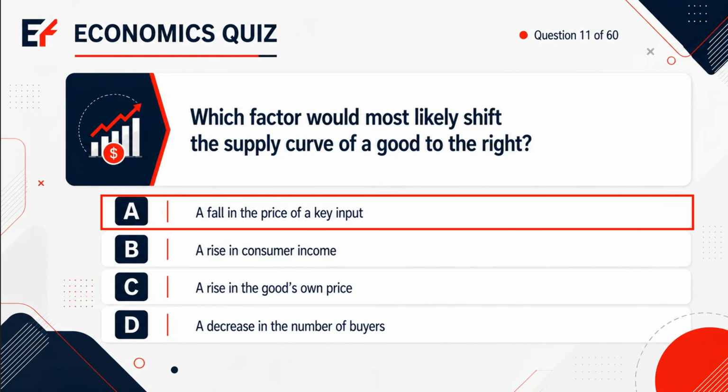Option B affects demand, not supply, because it changes consumers' ability to buy. Option C causes movement along the existing supply curve, not a shift of the curve. Option D also affects demand because it reduces the number of consumers in the market. The key rule is this: lower production costs increase supply and shift the supply curve.